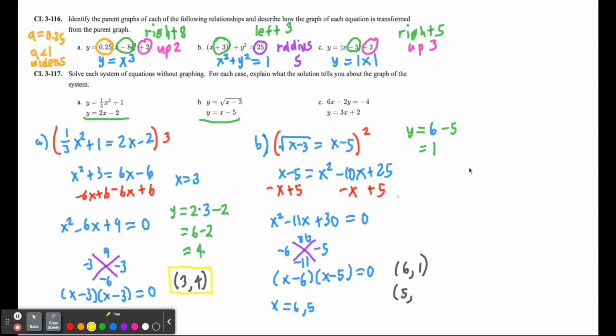And then y equals 5 minus 5, which is 0. So then you have (5, 0). And those are your 2 points of intersection.